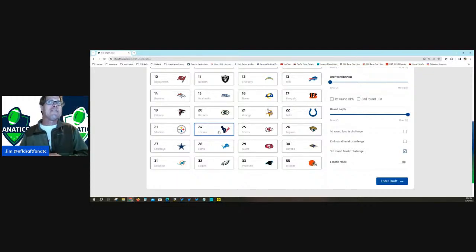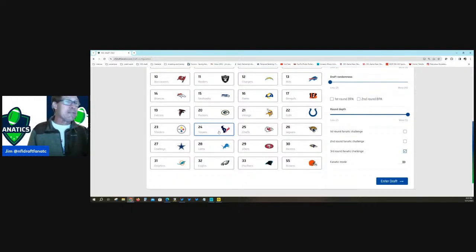So think of this as, when you do a 3rd round challenge, you are picking the player in the 3rd round. There's a really good chance that you're going to see them at the top of the draft card in round 4 or round 5, meaning that you may not actually pick them in round 3. You may pick them in round 4 or 5.